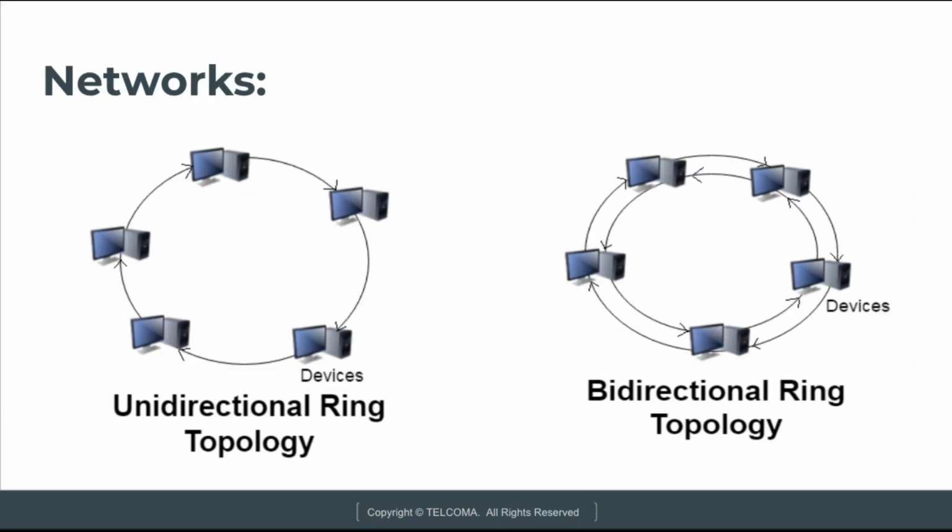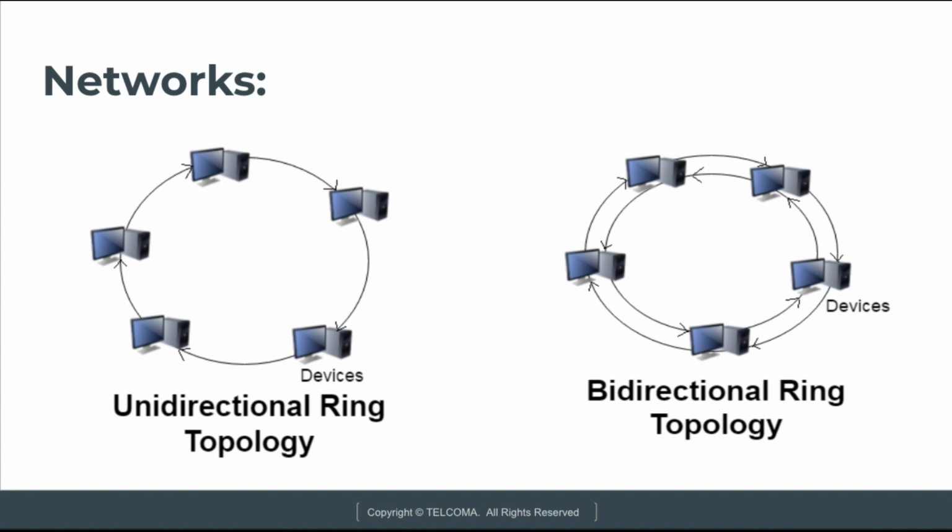So here the types of ring topologies are unidirectional ring topology and bidirectional ring topology. In unidirectional ring topology, the data transmission is handled in one direction, either clockwise or anti-clockwise. This topology is also known as the half duplex network, and the unidirectional ring topology is easy to maintain as compared to bidirectional ring topology.